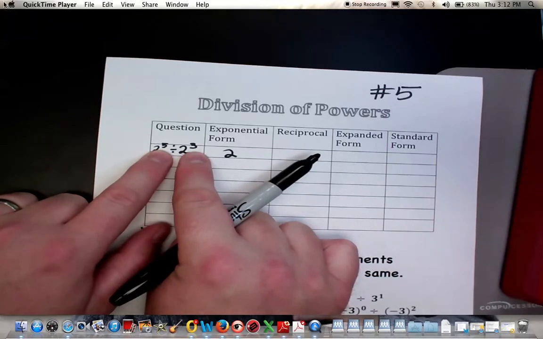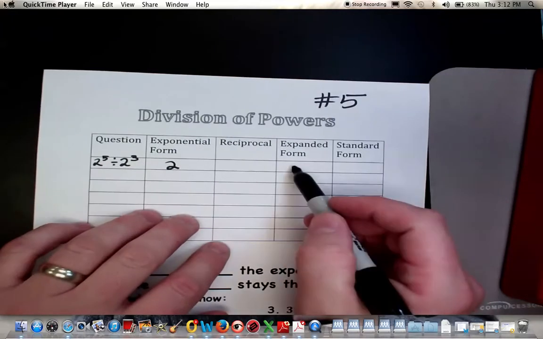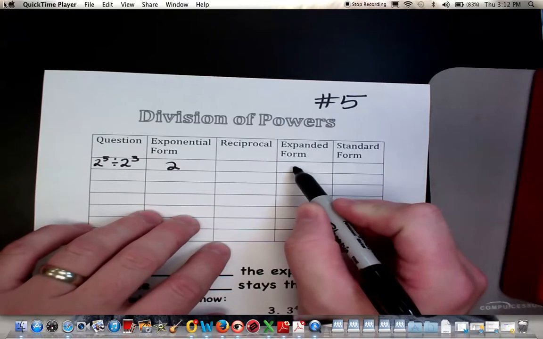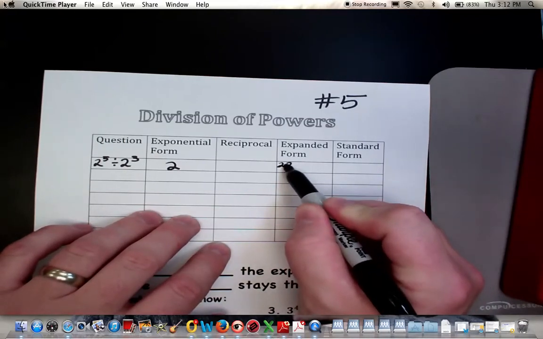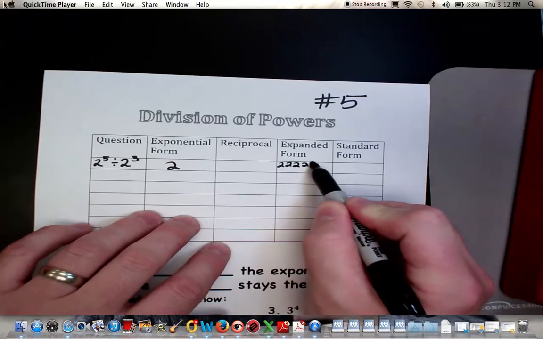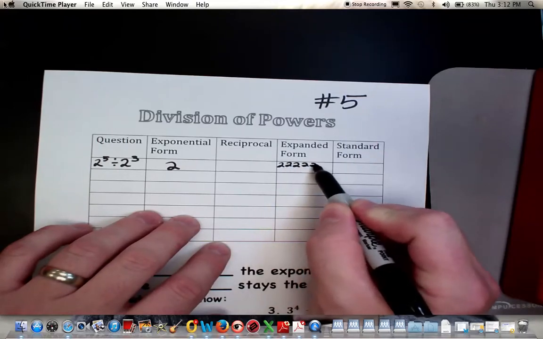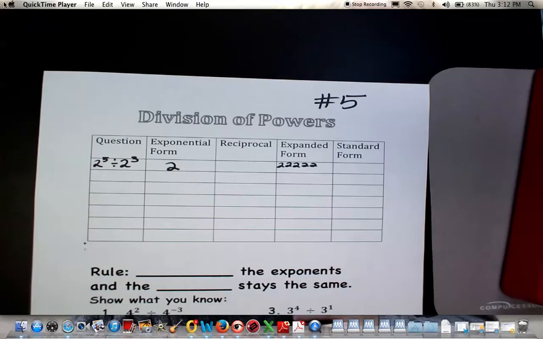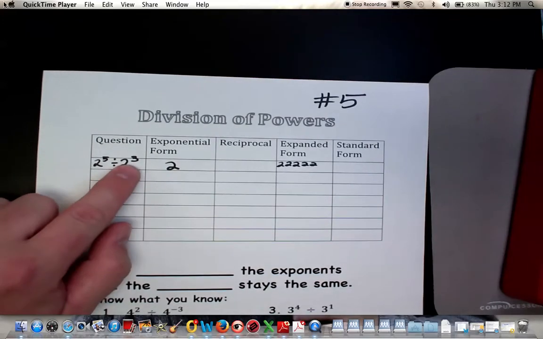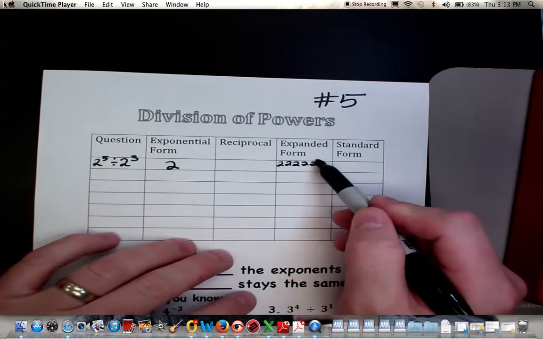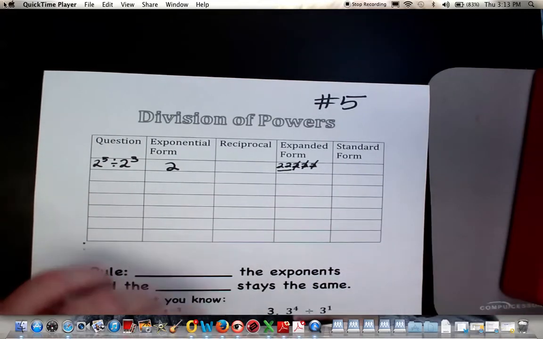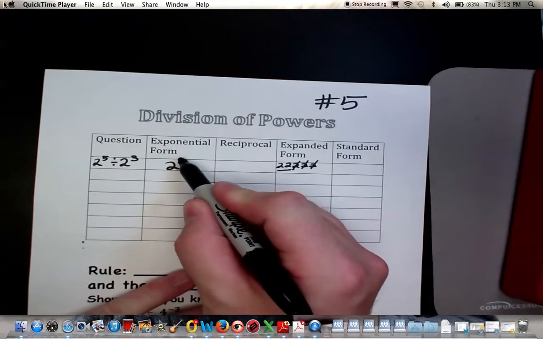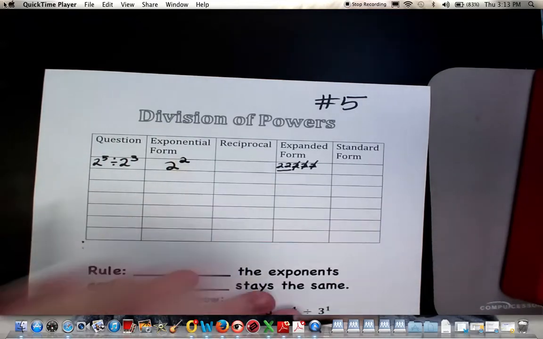So what I'm going to do is come over here to my expanded form, and I'm going to expand out. I'm going to put 5 2's: 1, 2, 3, 4, 5. I know that's my base. And since I'm dividing, that means I'm going to get smaller. I'm going to take away 3 of them. So I'm going to go 1, 2, 3. And I'm left with how many? 2 of them. So I know that my exponential form is 2 squared.